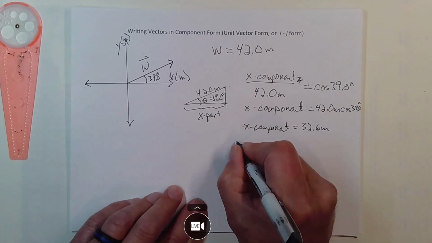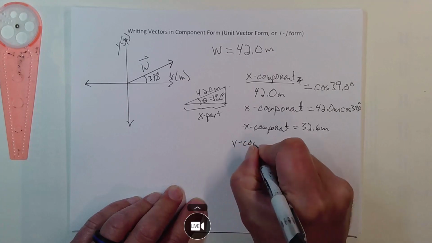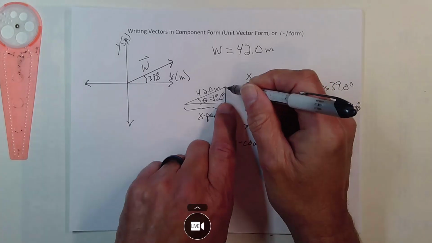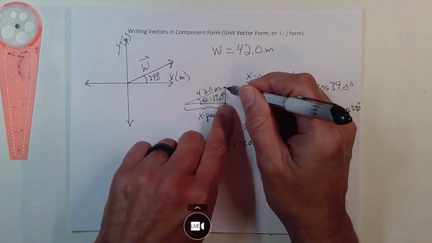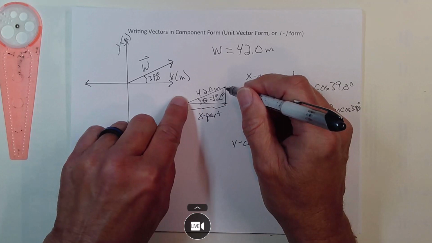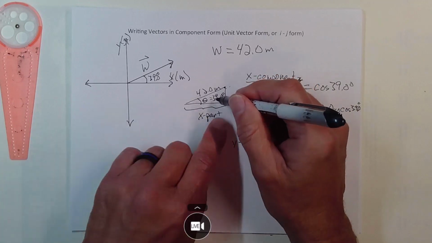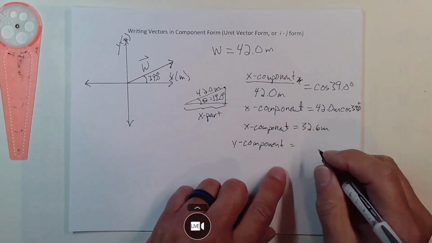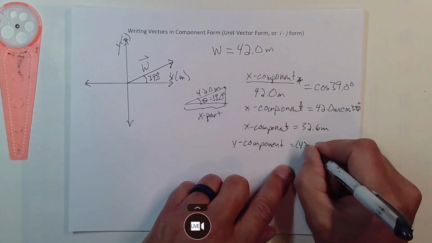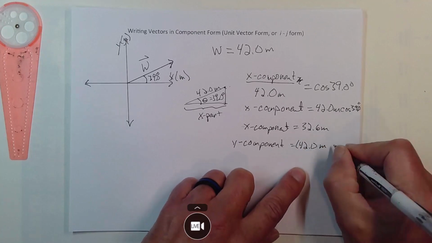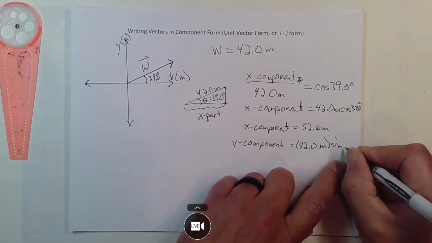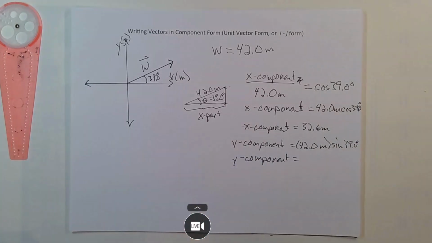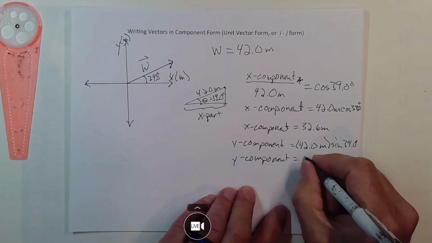Now the y component, in my head, I'm going to think this divided by this, that's the opposite side, opposite the angle, over the 42 meters, is going to equal the sine of 39.0 degrees, so that y component will equal 42.0 meters times the sine of 39.0 degrees. I got 26.4 meters.